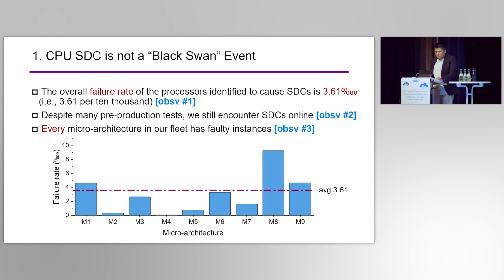First of all, CPU SDC is not just a black swan event. We report the overall failure rate of the processors identified to cause SDC is 3.61 per 10,000. Furthermore, in our testing, we choose 3 test timings pre-production, namely factory delivery, data center delivery, and reinstallation. And as for online services, we regularly test these processors every 3 months.